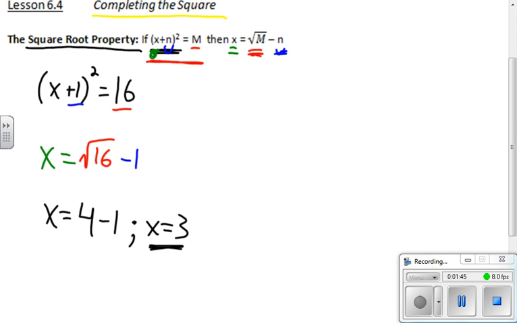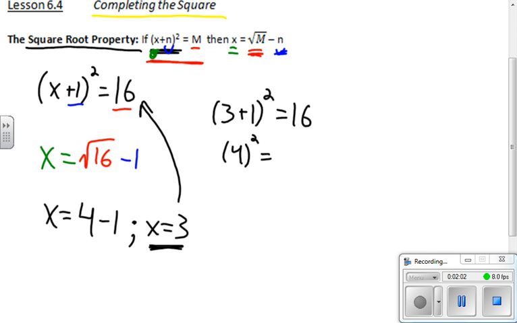A good way to check that is, again, just to put it directly into our original equation. So if x is 3, then 3 plus 1 squared equals 16. That's what our original equation would say. 3 plus 1 is 4. So we have 4 squared equals 16. And indeed, 4 squared is 16, which does equal 16. So that is true. So that's a good way to check that. So that's how the square root property works.